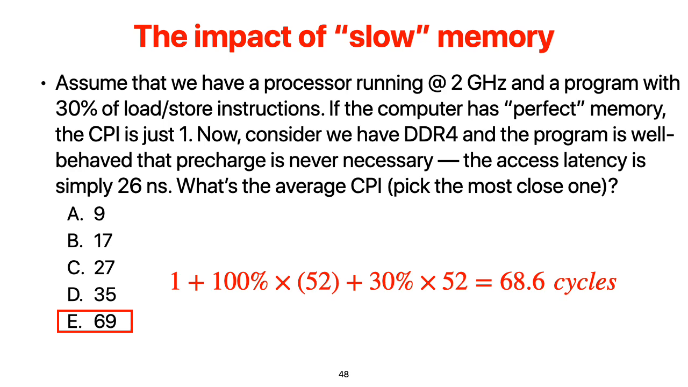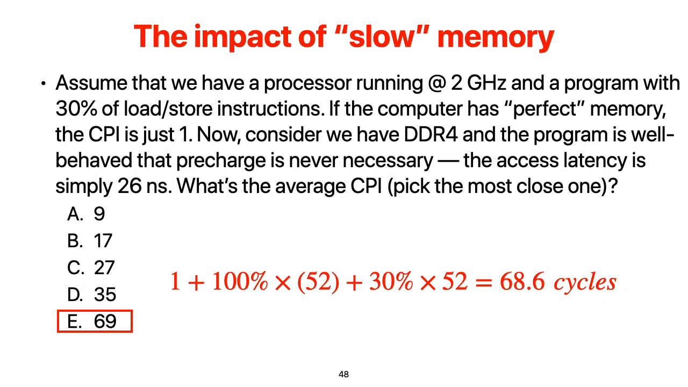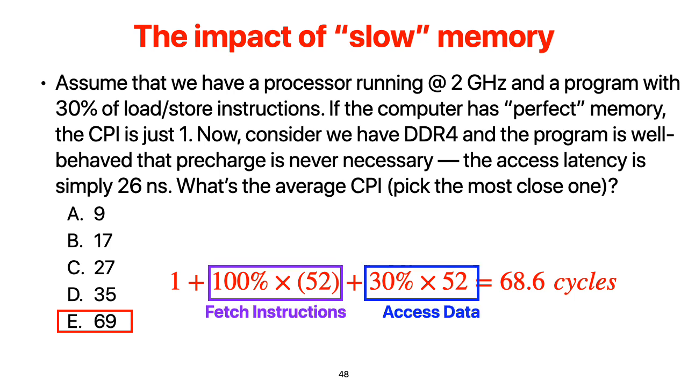So with that, if you consider the case we have in a previous figure where the access time of the DDR4 without precharge is 26 nanoseconds, and consider the fact that both instruction and data access need to access memory, then without any optimization, even though each instruction takes just as short as 1 cycle to perform the computation part, the data fetch and instruction fetch part would actually bring up the total CPI to almost 69 cycles.